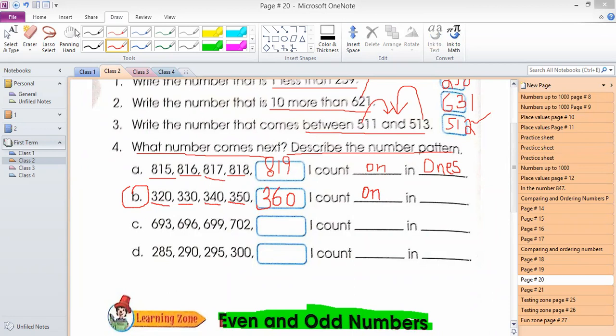So look, guys, this is the pattern: 320, 330, 340. In this pattern, the 3 and the 0 are the same in all the numbers. Only the number on the tens place changes. It is increased by 1. It was 2, then 2 plus 1 is 3, 3 plus 1 is 4, 4 plus 1 is 5, and 5 plus 1 is 6. So you are actually counting on in tens here. So you will write tens.